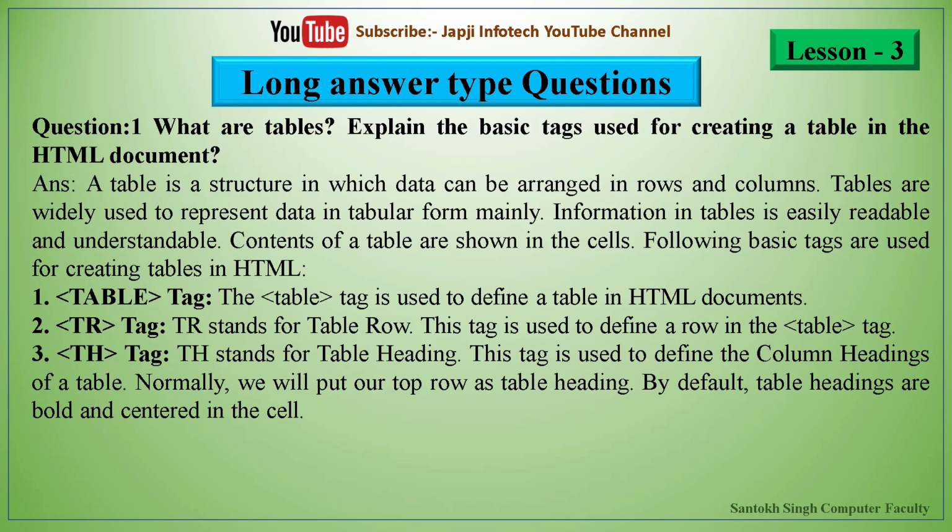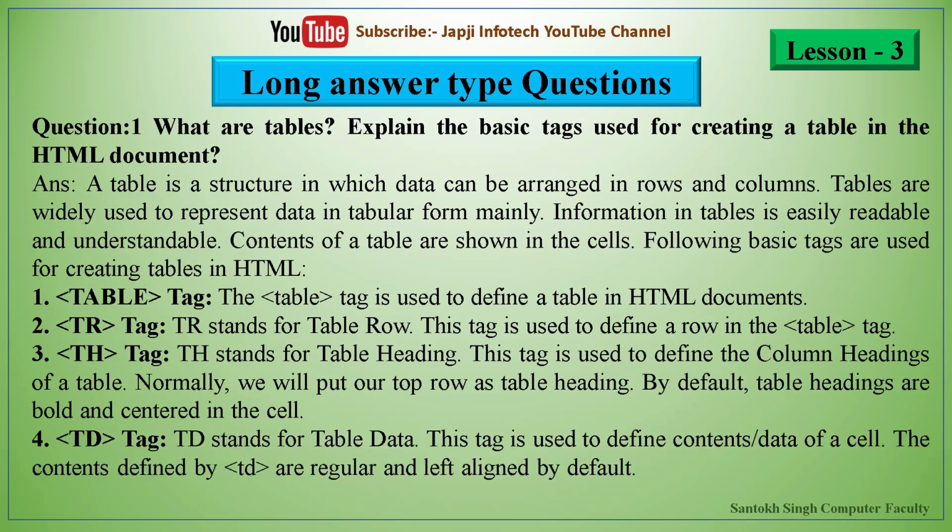Normally we will put our top row as table heading. By default, table headings are bold and centered in the cell. Fourth one is the TD tag. TD stands for table data. This tag is used to define content or data of a cell. The content defined by TD is regular and left aligned by default.